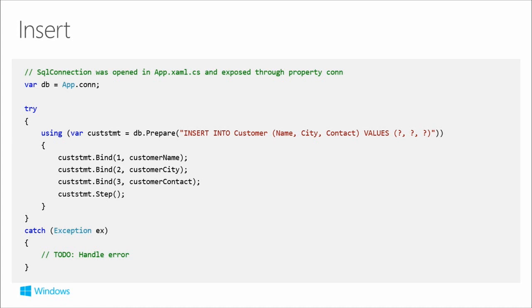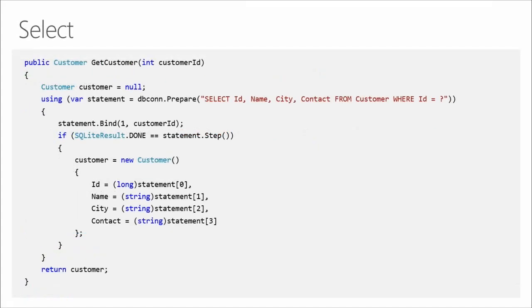So you plug in the values into this, and then again you prepare that statement, you bind the values into it, and then you call step to execute it. Select ID, name, city, and contact. Those are columns from the customer table where, and then some kind of selection clause where the ID is equal to some value. And again, use statement.bind to supply that value.